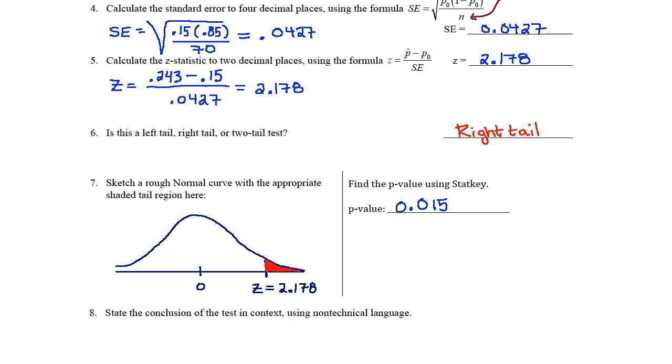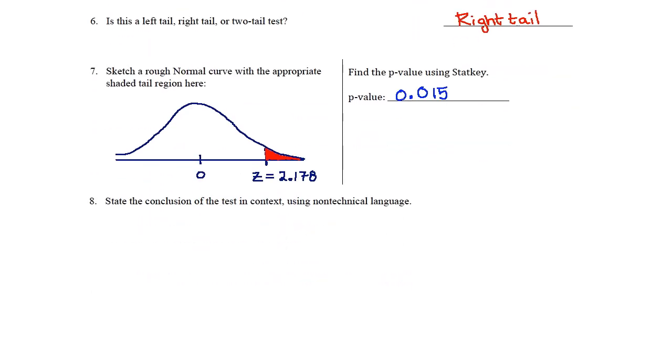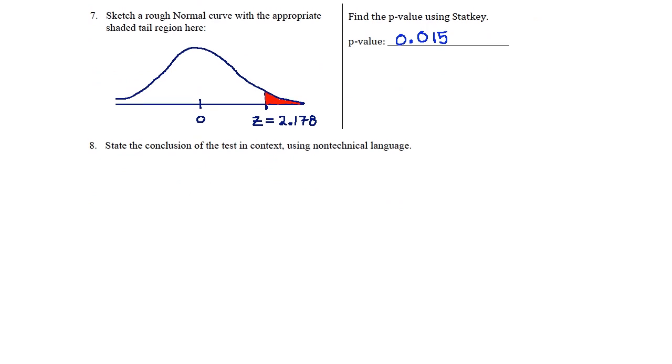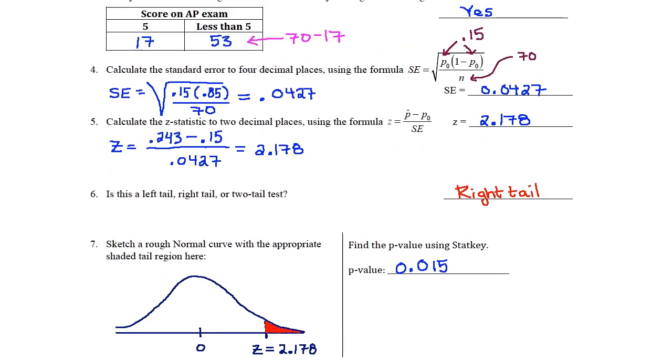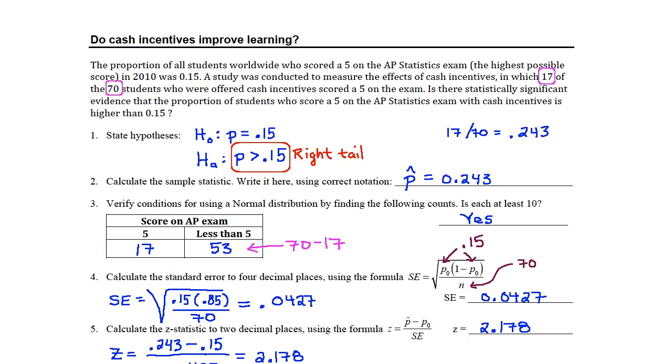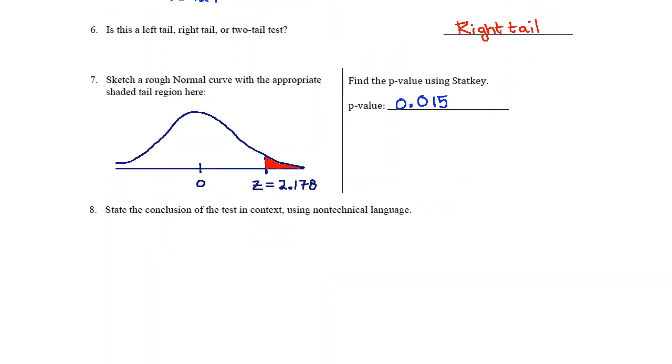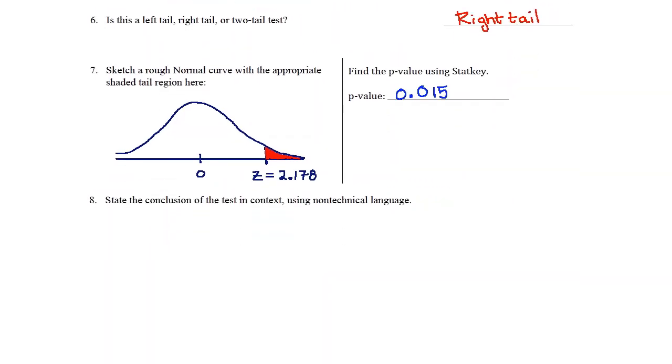And I'm ready to go ahead and state a conclusion. So it looks like, since we weren't given an alpha, at least let's go back and read the original question to make sure. We were not given a significance level to use, so I'm going to state an informal conclusion, which is describing strength of evidence. We have, I would say, strong evidence, not quite small enough to get into very strong evidence, but we have strong evidence that the cash incentive makes a difference and increases the chance of getting a 5 on that AP Statistics exam.